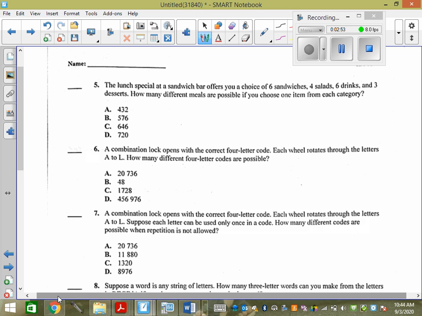5. The lunch special at a sandwich bar offers you a choice of 6 sandwiches, 4 salads, 6 drinks, 3 desserts. How many different meals are possible if you choose 1 of each? So here's that 1 of each thing again. So we can use the fundamental counting principle because we're taking 1. So we're going to have 6 sandwiches times 4 salads times 6 drinks times 3 desserts, which is 432.